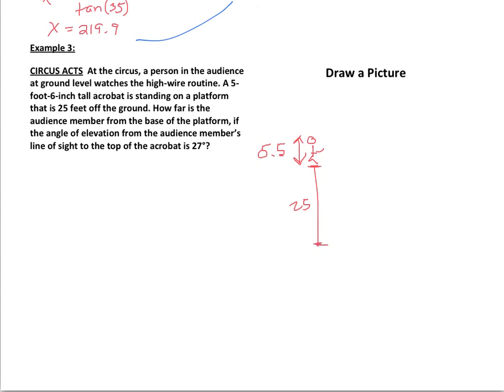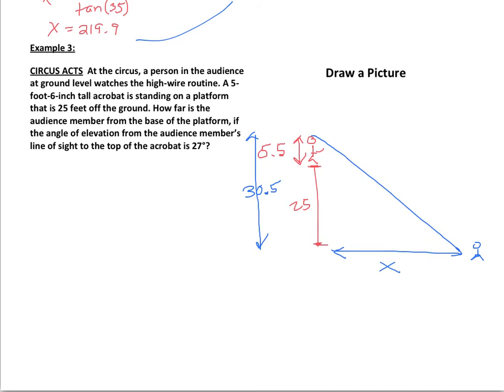So this entire distance from the bottom of the platform to the top, if I add the two numbers together, I get 30.5 feet, 30.5 feet. Now we have a person down here at ground level looking up, and it's important to figure out where they are looking to. So how far is the audience member from the base of the platform? All right, so we're looking for this distance here, and that person is looking up to the top of the person's head. So we're going to go all the way up here. And we're looking for x.